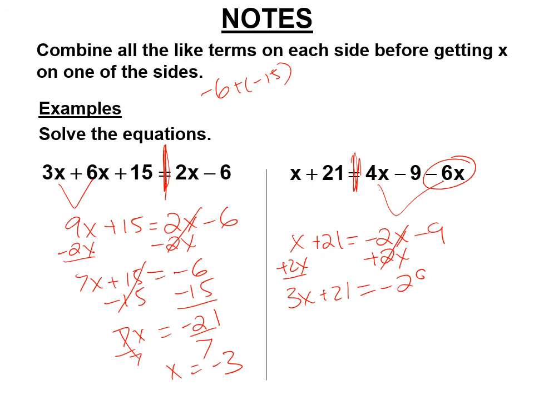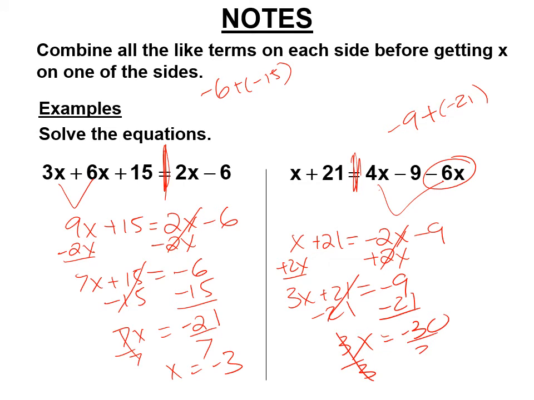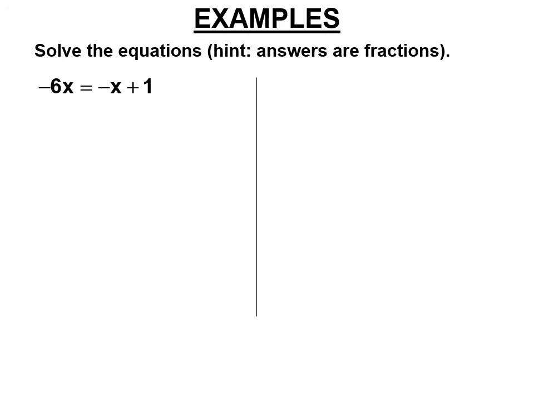Oops, -9 is my two-step. Subtract 21 from both sides. -9 minus 21, same as -9 plus -21, is -30. Divide by 3. X equals -10. Okay, and remember, answers can be fractions.